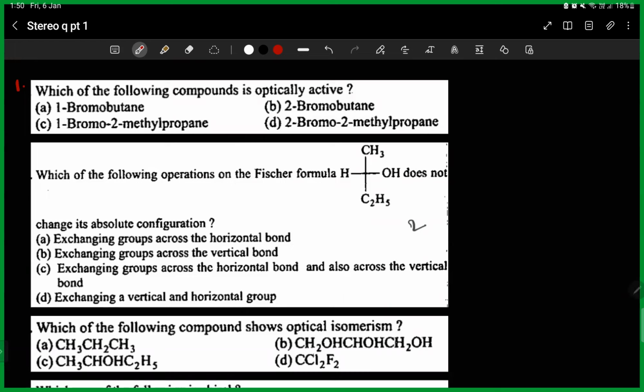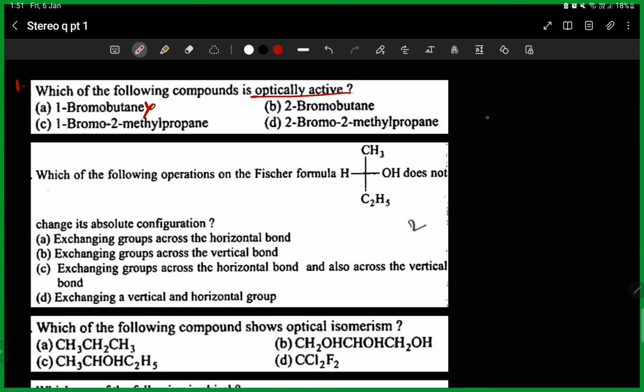The first question, which of the following is optically active? So let's draw the structures. You have one bromobutane. So this is butane, one bromobutane, you have hydrogens everywhere. When you have the same atom on the carbon, it won't be chiral. On a chiral carbon, all groups should be different. So one bromobutane is not optically active because it does not have a chiral carbon.